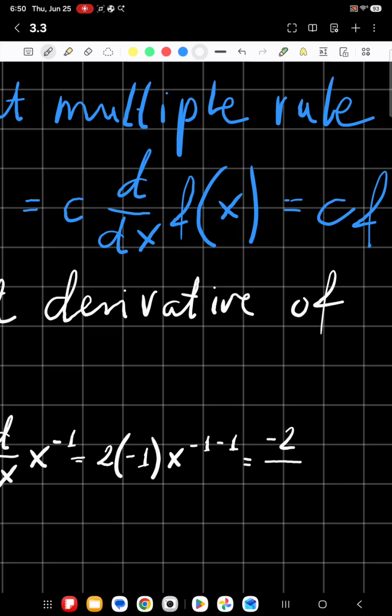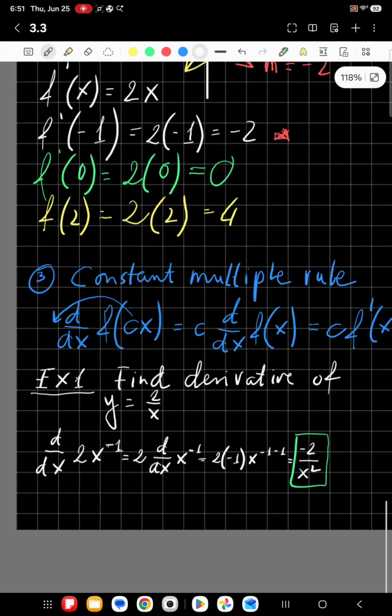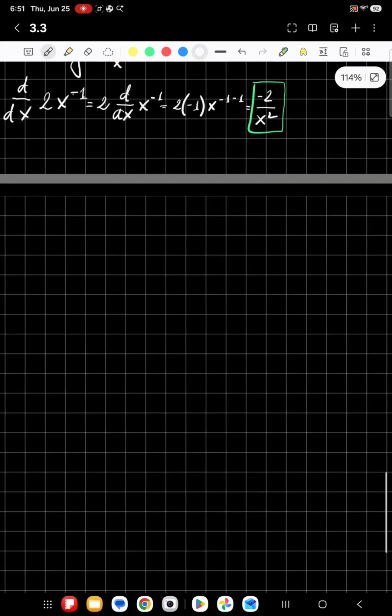And then I have that expression. So that's going to be x to negative 2, so x squared in the denominator. So that's the final answer. Okay, so that's the first example. Let's do another one. So example 2. And this one is similar.